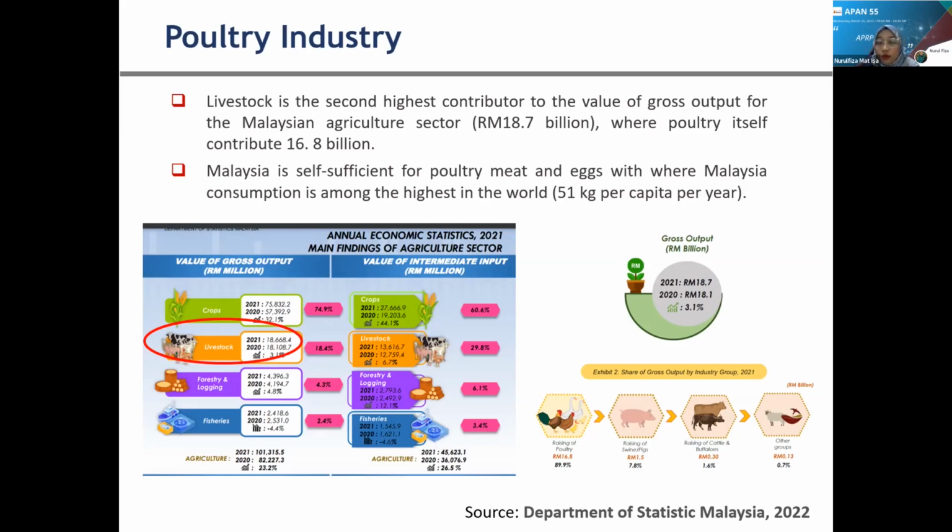Malaysia is self-sufficient for poultry meat and eggs, where consumption is among the highest in the world, more than 50 kg per capita per year. The industry is run commercially by large-scale integrators and multinational corporations, and is an example of a success story in the livestock industry in the country, and perhaps acts as a model for the livestock industry.